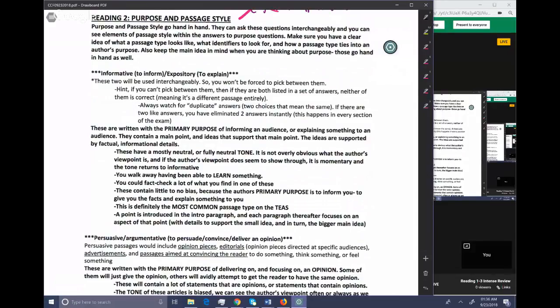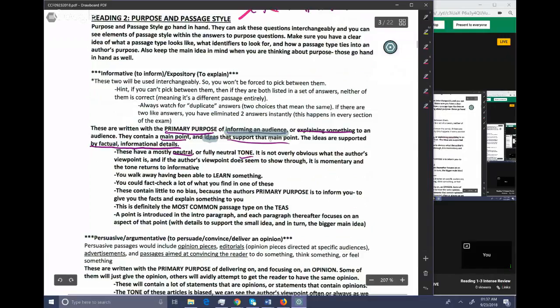So the primary purpose, you're going to keep seeing this in like huge caps. The primary purpose of an informative is to inform an audience or explain something to an audience. There's a main point and there are ideas that support that main point. The ideas are supported by factual informational details. These are mostly neutral in tone.